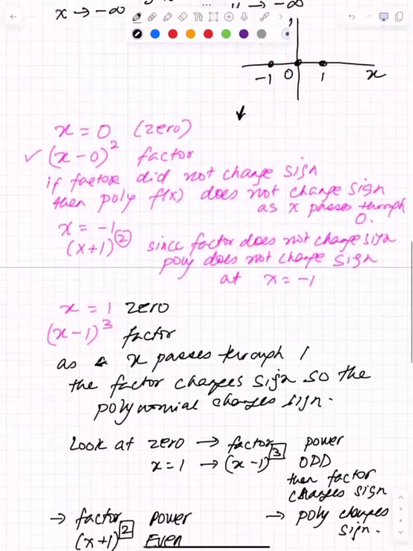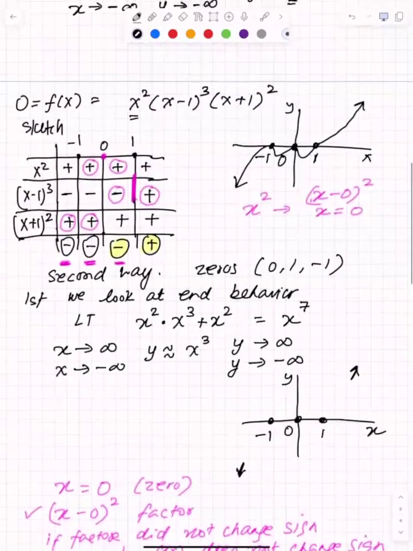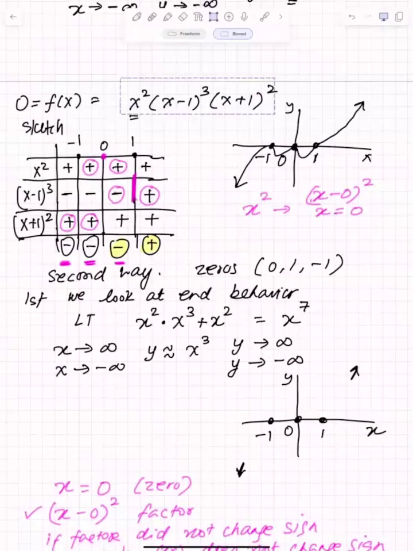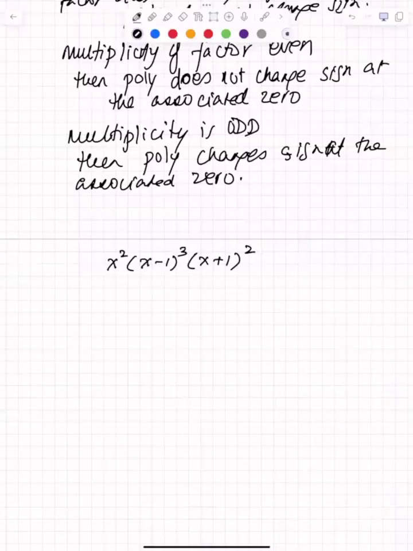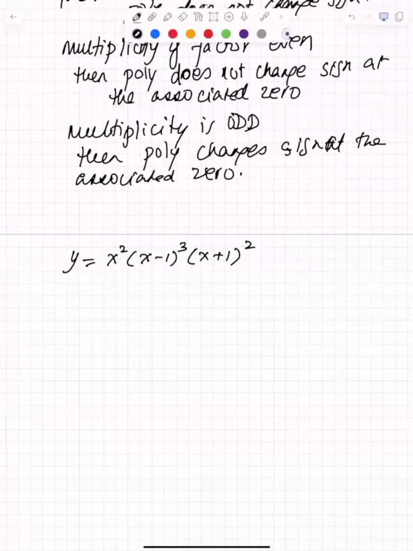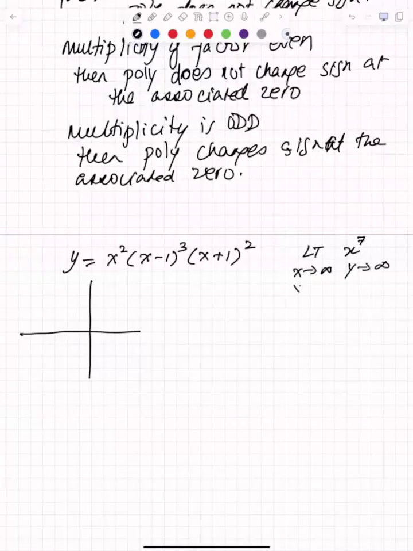So let's look at our problem again. It's this guy. I'm going to just do it. In some ways, this method is faster than our sign chart, but you should know both. And I will like the sign chart more. So we did the end behavior. The leading term was x to the 7. As x goes to infinity, y goes to infinity, and as x goes to negative infinity, y also goes to negative infinity. So we put the two ends, the arrows. We put the zeros down for 0, 1, and negative 1.